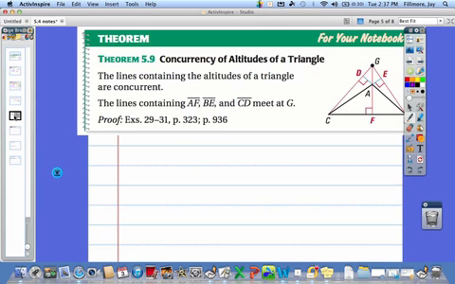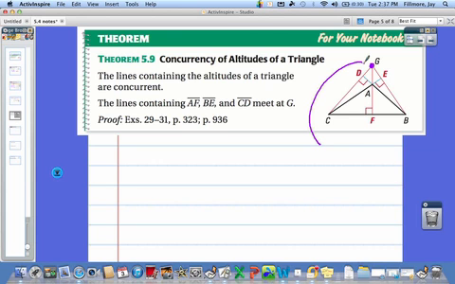Altitudes of a triangle intersect at one point as well. So these three altitudes of a triangle are concurrent. Here they meet at point G, which in this case is outside the triangle. We don't have to know any special properties about it like we did with the centroid, just the name, and this is called the orthocenter.